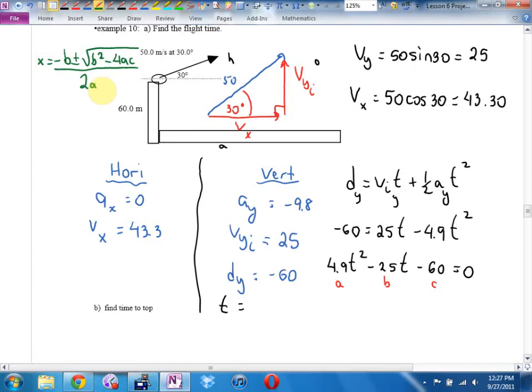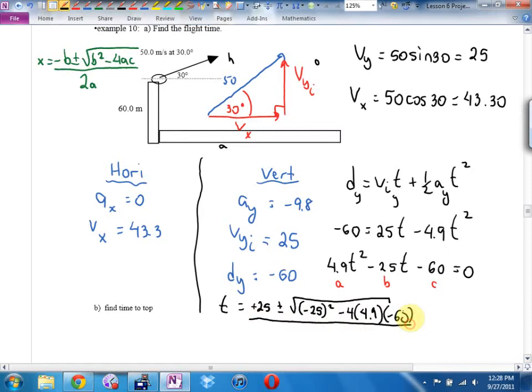In fact, I think t is going to be positive 25 because it's negative b and b is already negative, plus or minus the square root of negative 25 squared minus 4 times a times c, all over 2a. And I know that 2 times 4.9 is 9.8, which is a number that's fairly familiar to me.